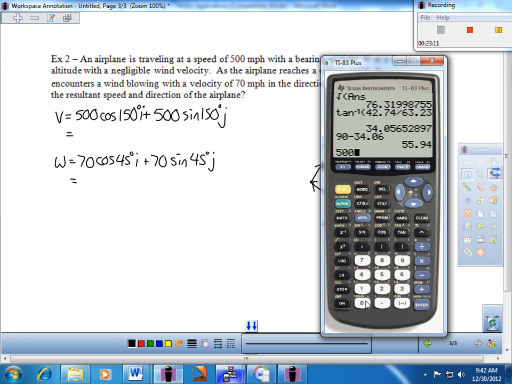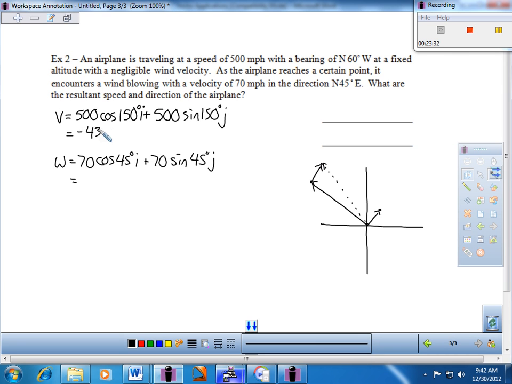So I have 500 cosine 150, and then I have 500 sine 150. And this one shouldn't come as a shock, because sine of 150 is 1/2, of course. So that first one there, I get negative 433.01, and that's i, and then 250j. All right, now the secondary one, let's get that taken care of. Bring that on up.